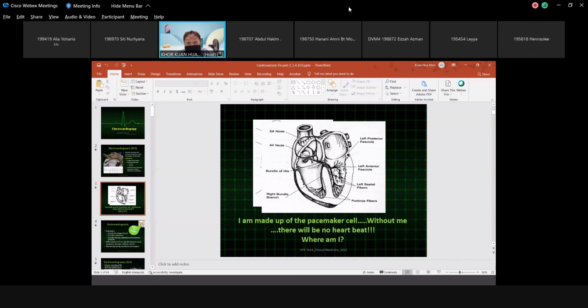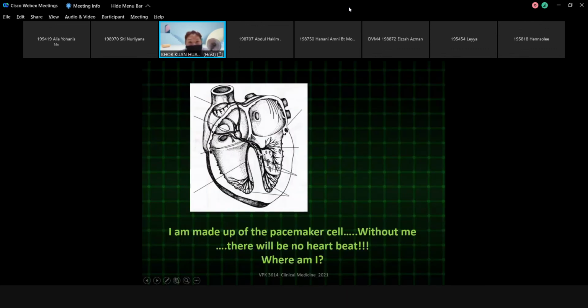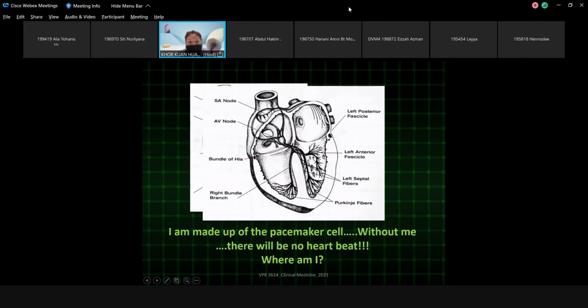Okay, in ECG, you're actually measuring the pacemaker cell. So, SA node transmits to AV node. AV node will then transmit to Purkinje fiber. These are the important nodes: SA node, AV node, then Purkinje fiber. Okay?